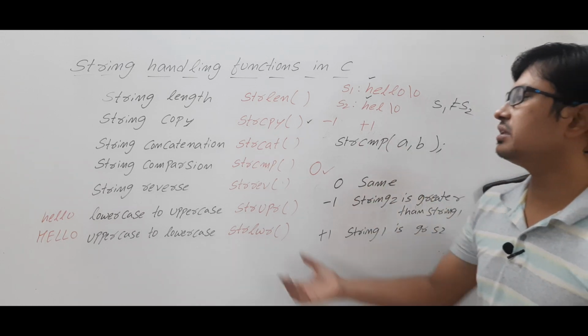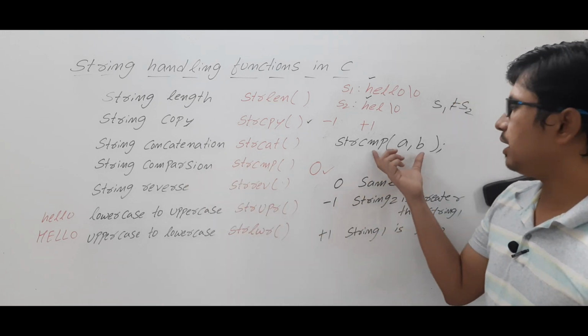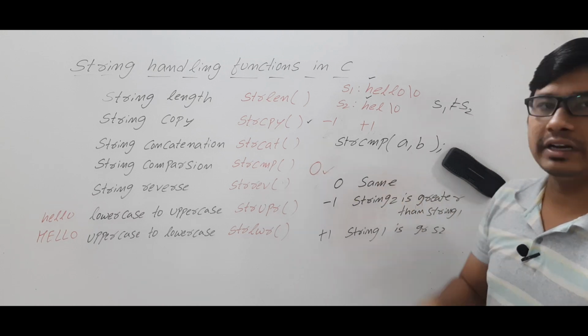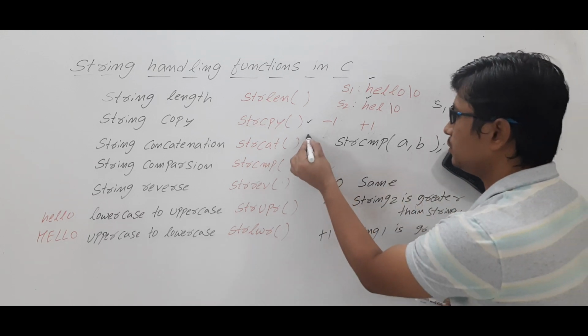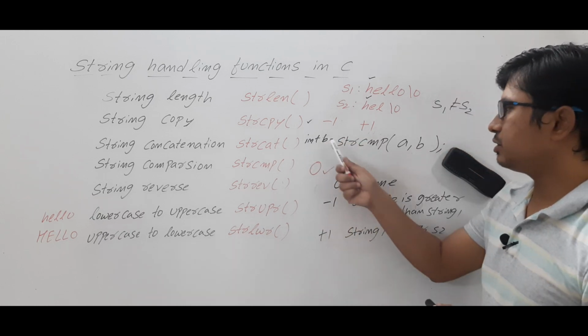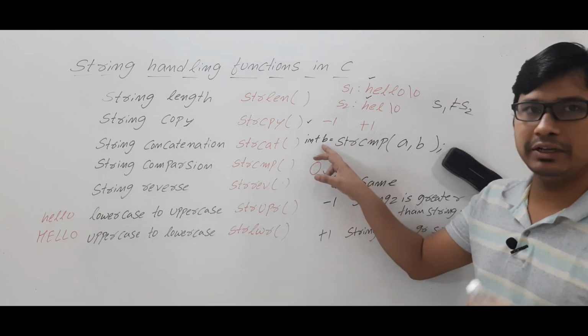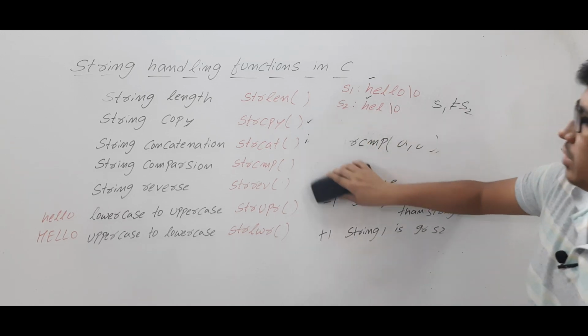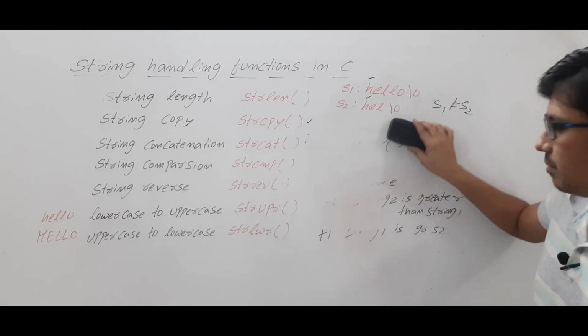So this is the way the string comparison will work, and you can use the function called strcmp to do that. It will return an integer value, so you have to store this value in some integer variable. So you are having the value b, so b can get either 0 or minus 1 or plus 1. Okay, so I hope you have understood the string comparison.